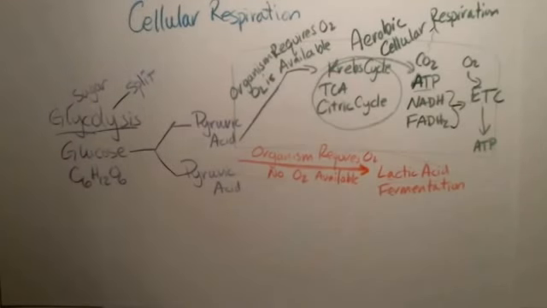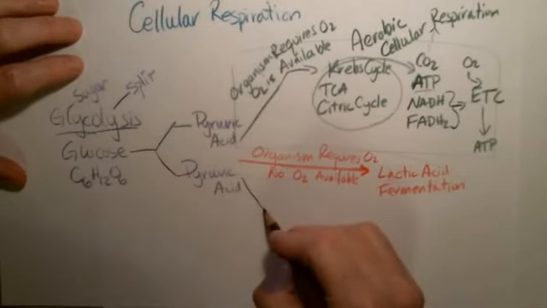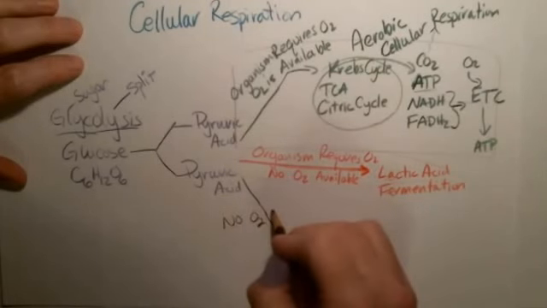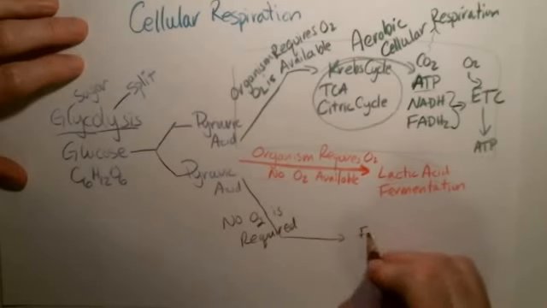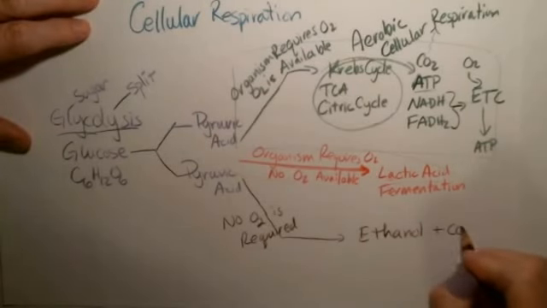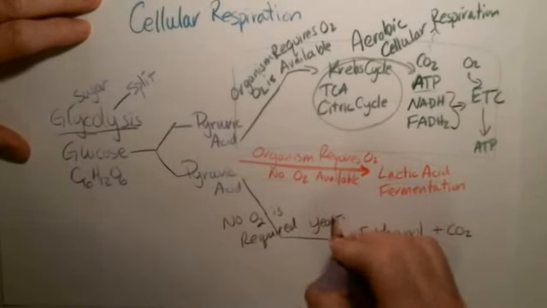Now there are some organisms that do not require any oxygen to survive, to live. They don't use it. In fact, for some of these organisms, oxygen is actually poisonous to their system and can cause major problems. So no oxygen is required for these organisms to survive. Now these organisms will make a product called ethanol. A product that you're familiar with. It's used in beer, it's used in gasoline. You also get carbon dioxide. The organisms that typically do this are yeast and bacteria.